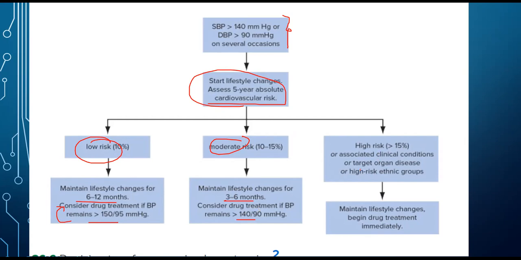For a high-risk patient or a patient with target organ damage, begin drug treatment immediately. So for a high-risk patient who has high blood pressure, it's not a bad idea to start the treatment immediately. High-risk means that when you do a 5-yearly risk assessment, you will get the patient having more than 15% risk of heart problems.